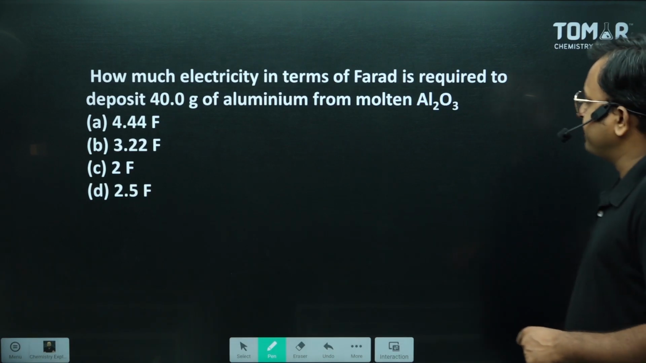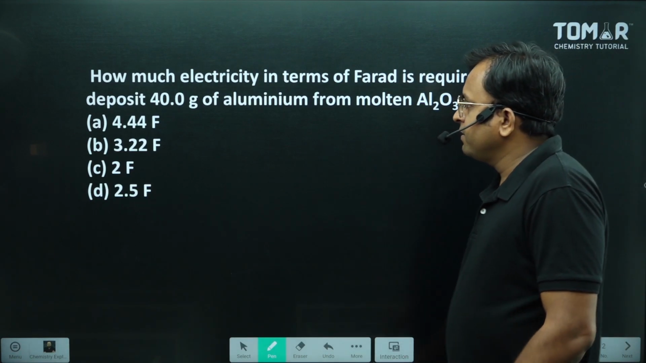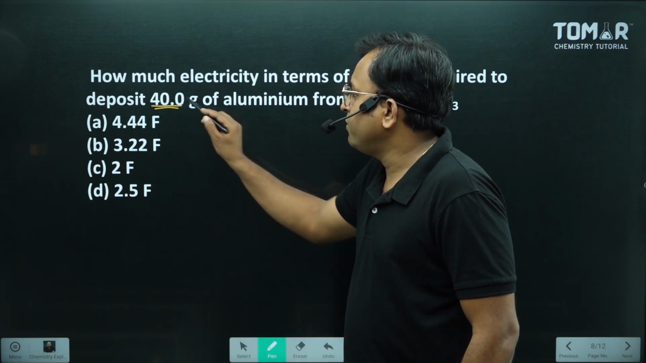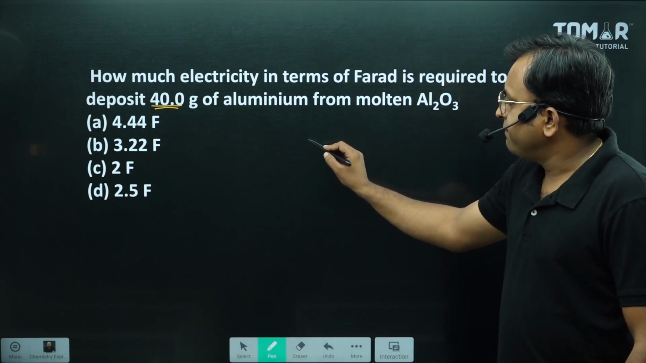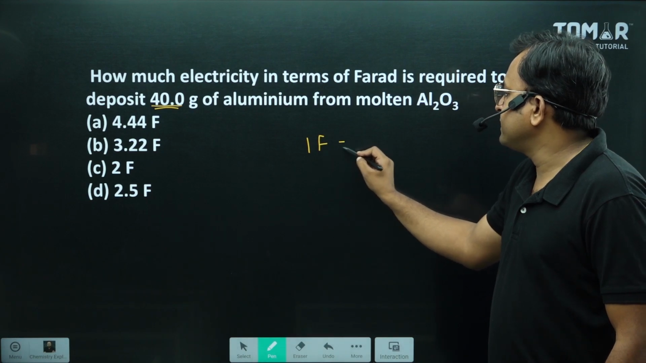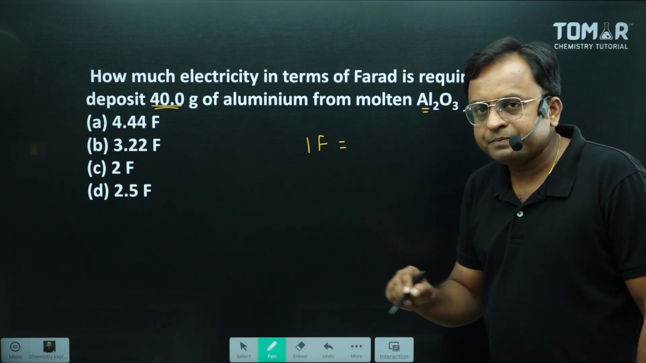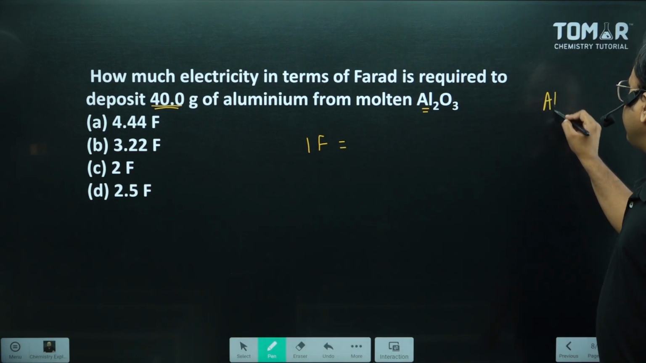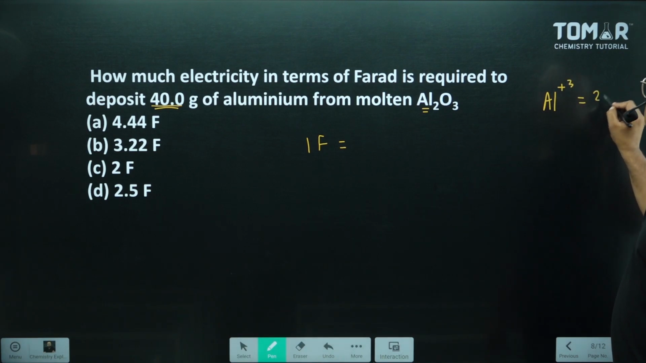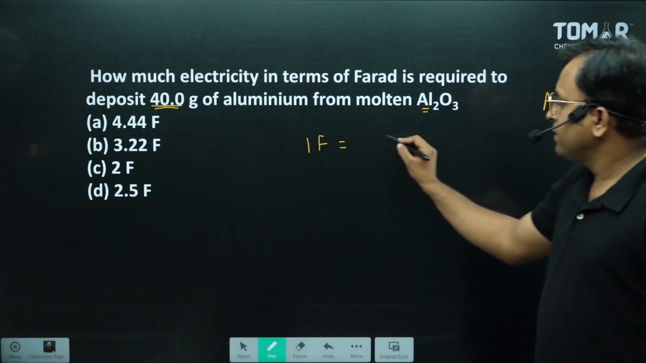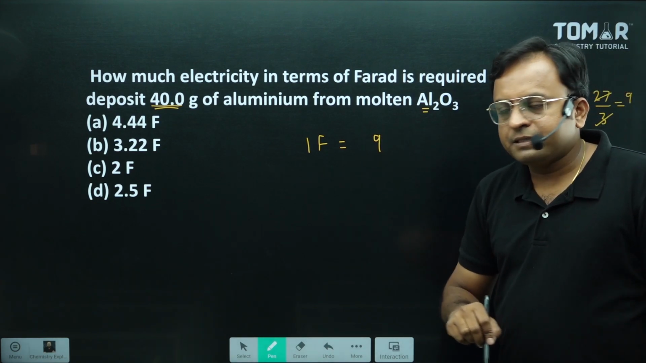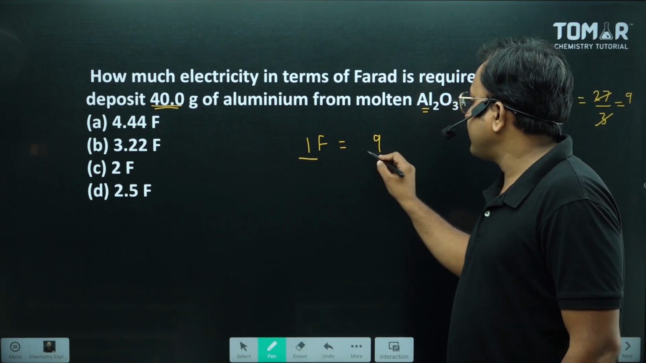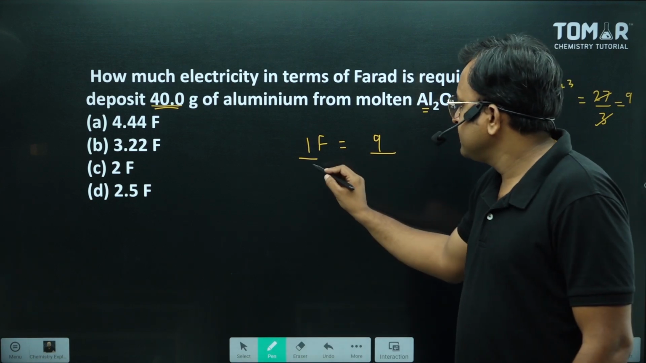How much electricity in terms of farad is required to deposit 40 gram of aluminium? 1 farad deposits 1 equivalent of aluminium. Now the equivalent weight of aluminium is 27/3, that is equal to 9. The equivalent weight of aluminium is 9. 1 farad deposits 1 equivalent.